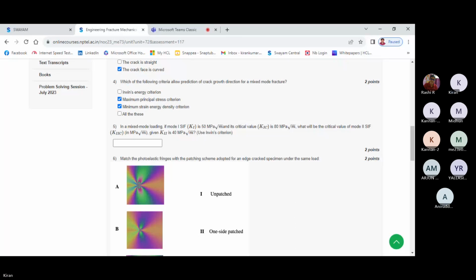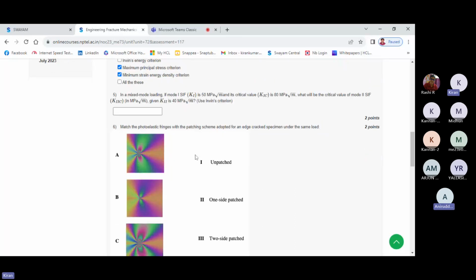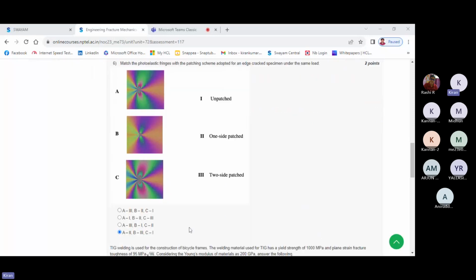Okay, the next question: match the photoelastic fringes with the patching scheme. I selected A, answer number 4. A is 2, B is 3, and C is 1. B is the one-sided patch.